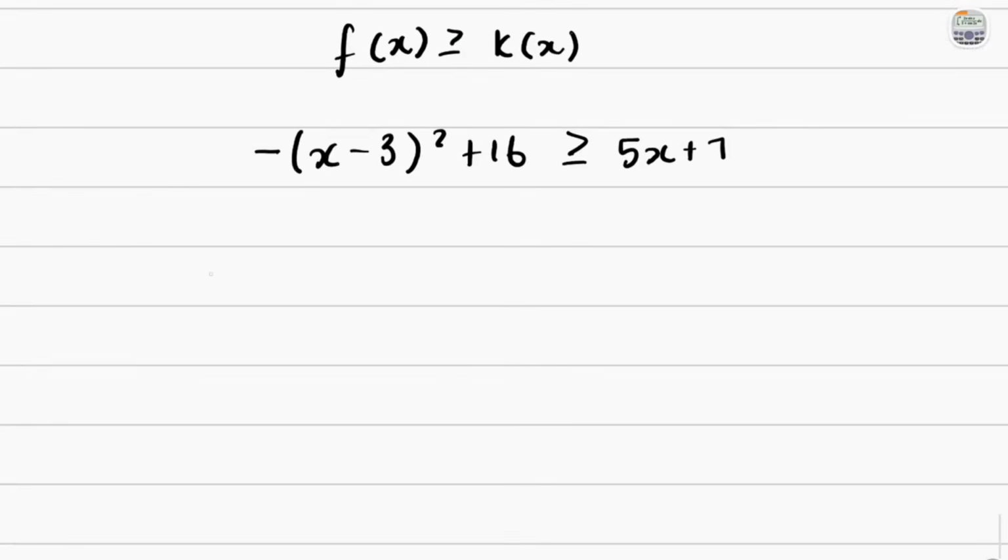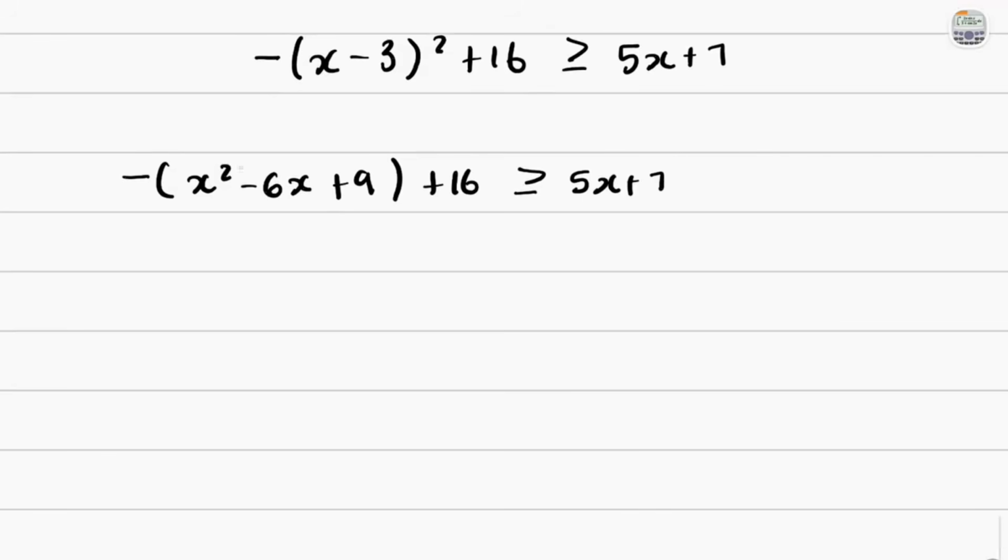Okay, distribute. So we have negative, and this now becomes x squared. And we say first term times second term, which gives us negative 3x, then times 2, instead of writing it twice and then foiling out, that takes long. So this is negative 6x, and then plus 9, we square the last term. Then we have plus 16, and this is greater than or equal to 5x plus 7. Now we can distribute this in. So this is negative x squared plus 6x minus 9, and then plus 16, and we can transpose.